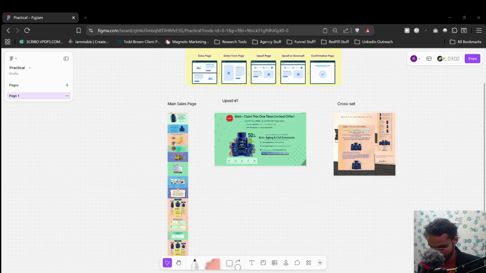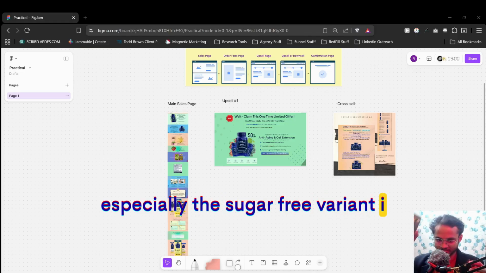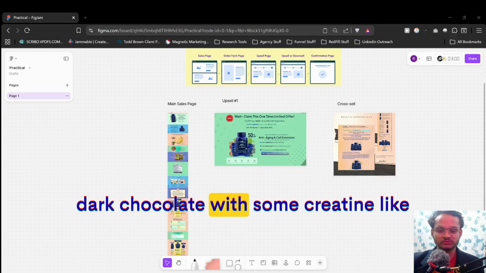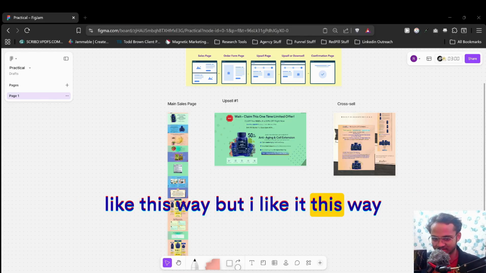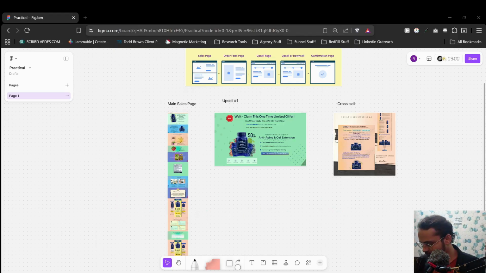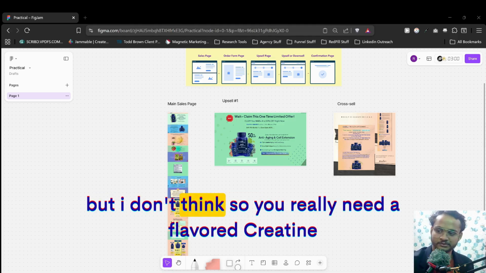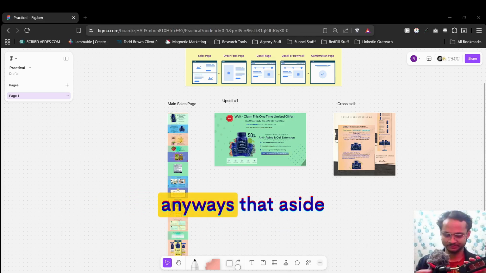So we'll have some dark chocolate, and I love dark chocolate, especially the sugar-free variant. I hope you can see. Hmm. Dark chocolate with some keratin is best. I know it's kind of weird to drink keratin this way, but I like it this way. Yeah, it's nice. People always drink flavored keratin, but I don't think you really need a flavored keratin. The unflavored one is good.